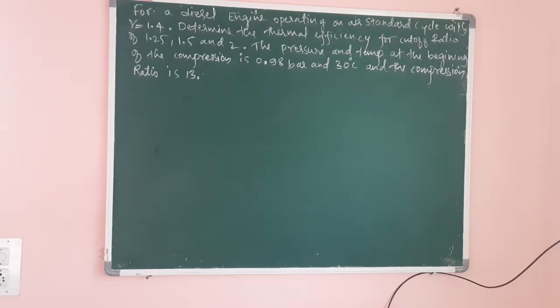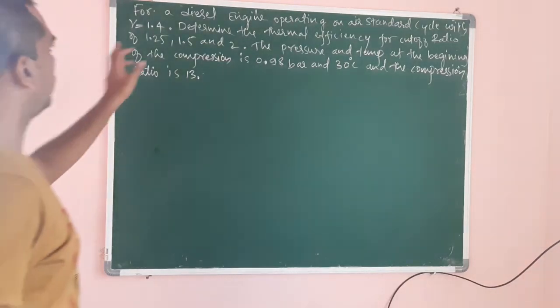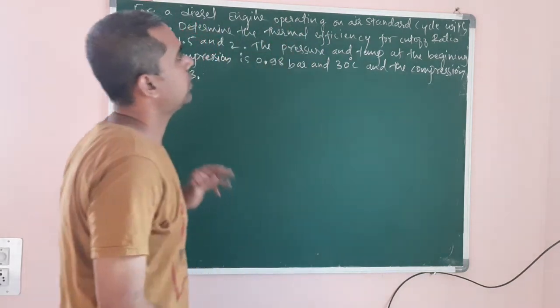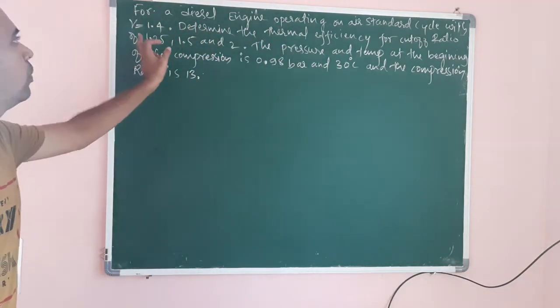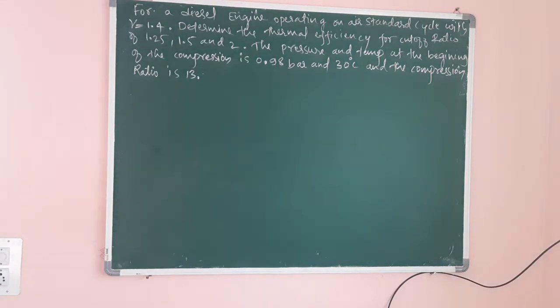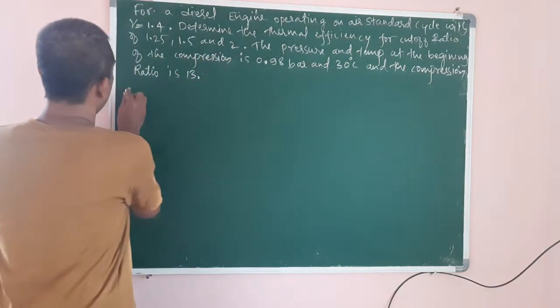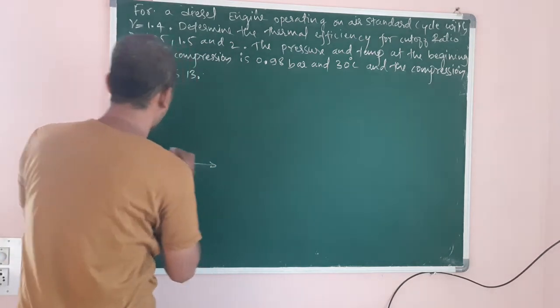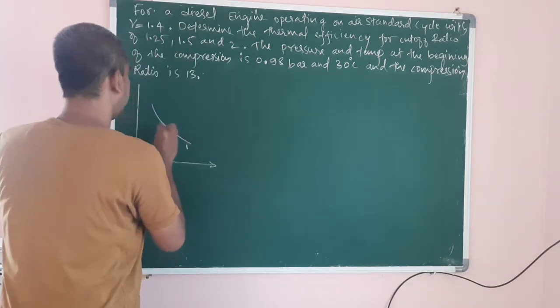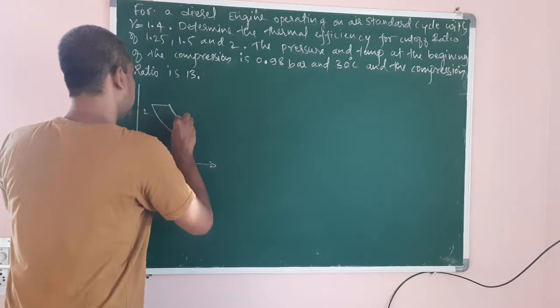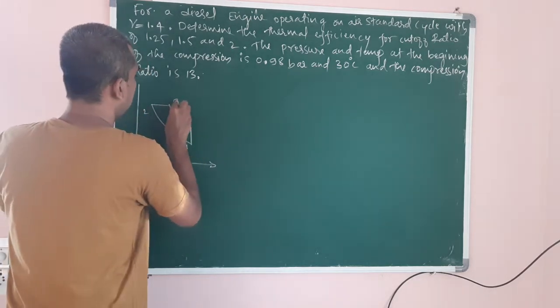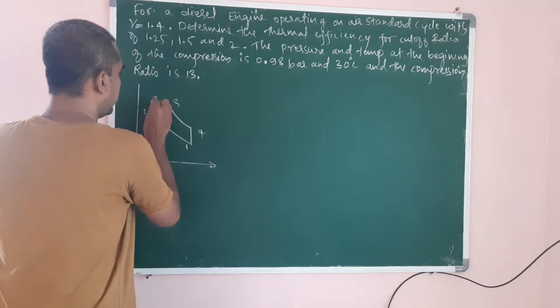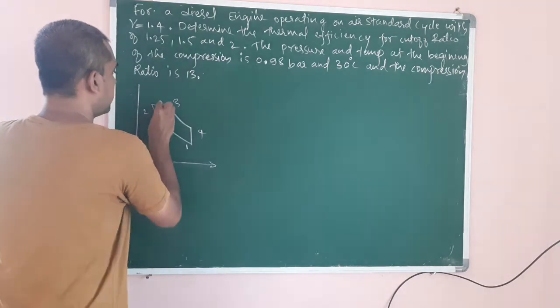Okay, we will solve a problem on the diesel cycle. A diesel engine operates on an air standard cycle with gamma equal to 1.4. Determine the thermal efficiency. Since it is a diesel cycle, the processes are: isentropic compression, constant pressure heat addition, isentropic expansion, and constant volume heat rejection.